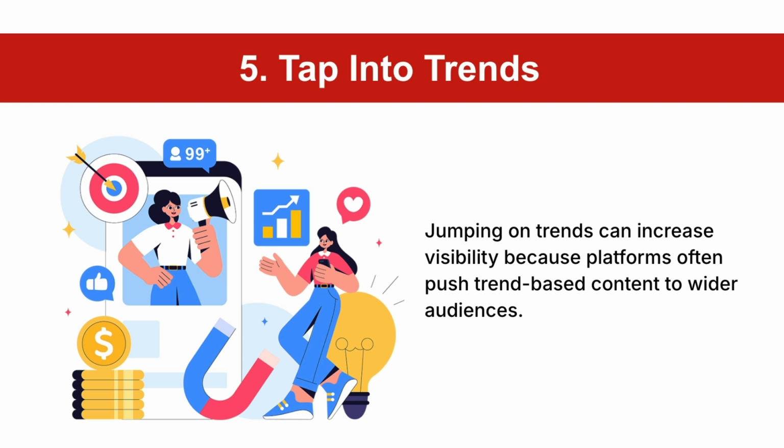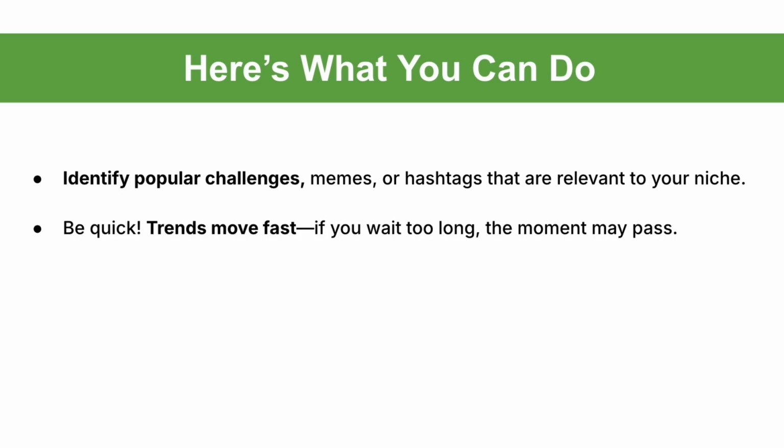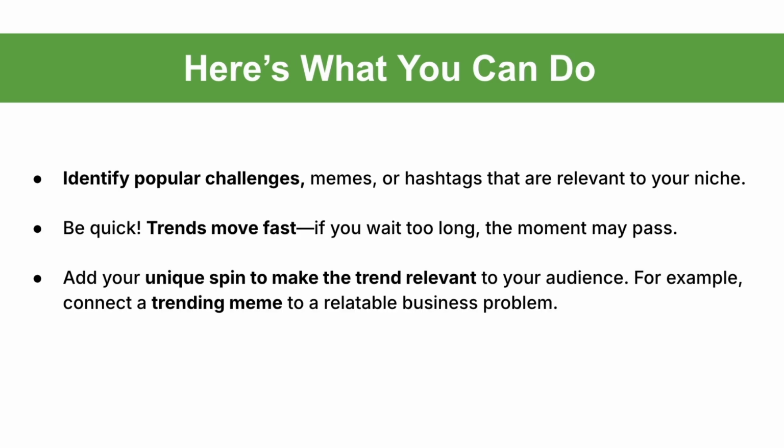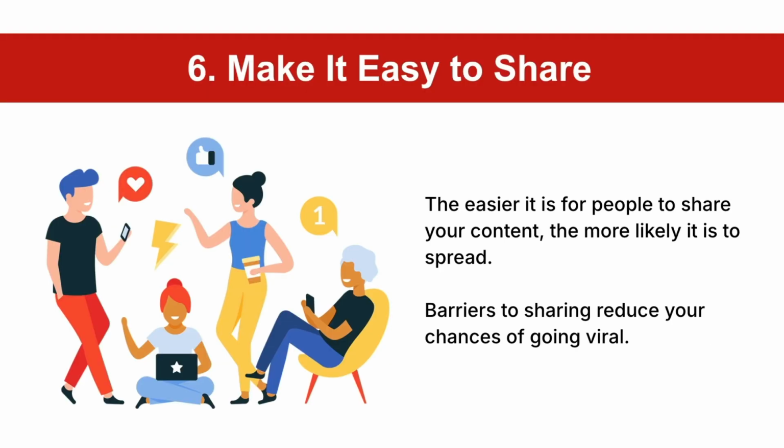Then number 5 is to tap into trends. So jumping on trends can increase visibility because platforms often push trend-based content to wider audiences. So identify popular challenges. Be quick. Trends do move fast. And add your own unique spin to make the trend relevant to your audience. So for example, connect a trending meme to a relatable problem. Use TikTok, Instagram Reels, and YouTube Shorts to leverage short-form content trends.